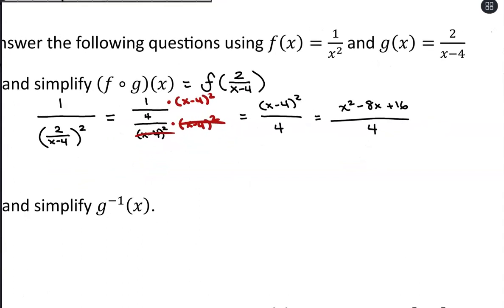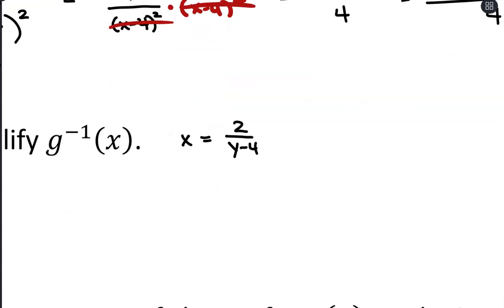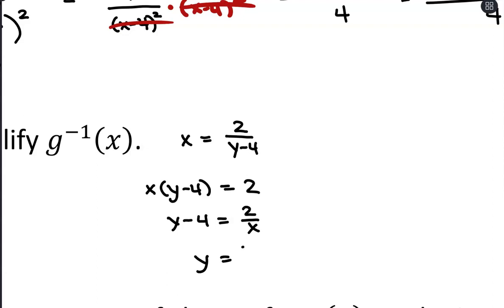Okay, let's say we wanted to find the inverse for g of x. So I'm going to go ahead with x equals 2 over y minus 4. I'm going to multiply both sides by y minus 4, divide by x, and add 4. So my inverse function is going to be 2 over x plus 4.